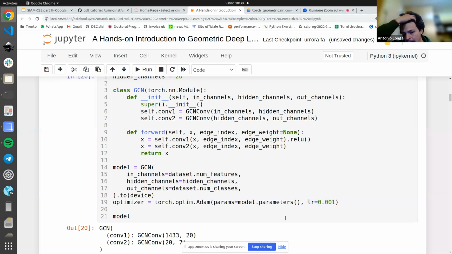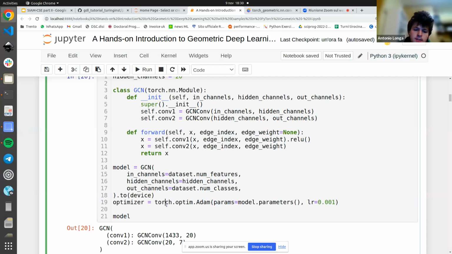But if you see, this one is no longer a PyTorch Geometric object, but a PyTorch object. So here you can do what you can do in PyTorch.